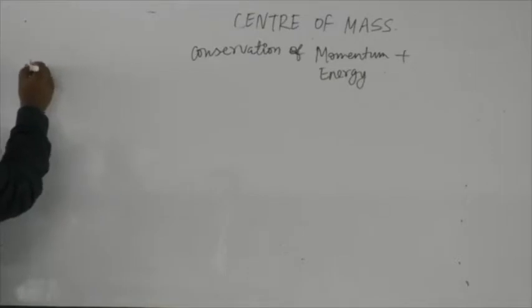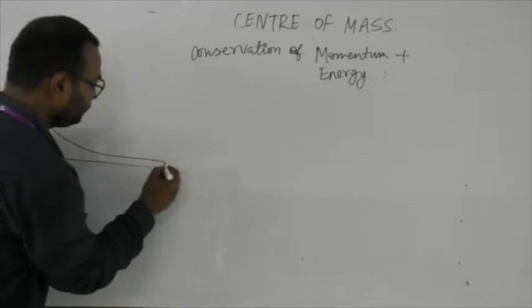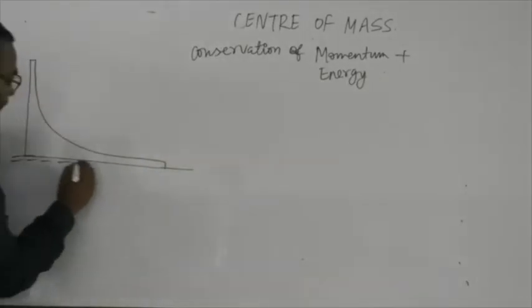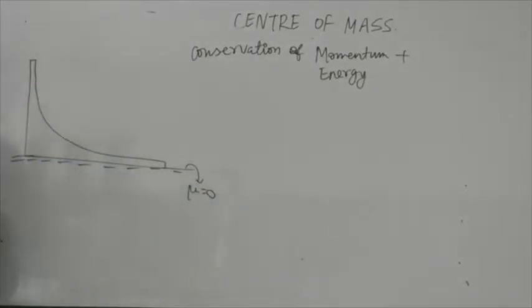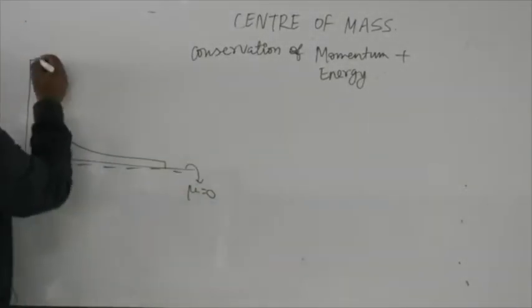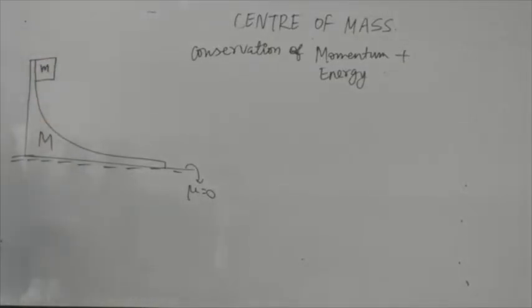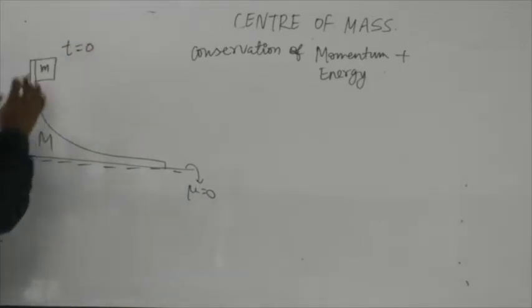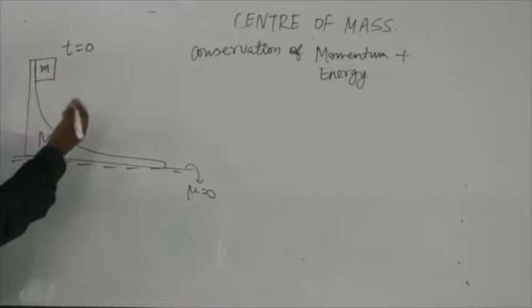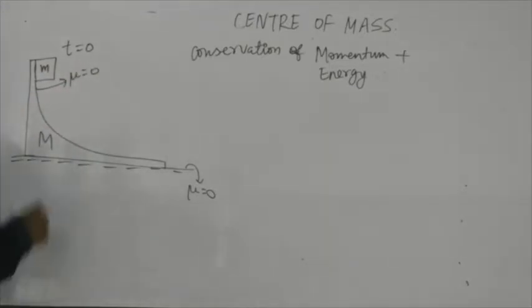Okay, let's see. A plank is there, kept on a horizontal surface having a frictionless floor. Mu is 0, so there is no friction. One mass m is there and this wedge having mass M. This is t equal to 0. At t equal to 0, this is the position. That means a mass m is kept and all the surfaces are smooth. This surface is also smooth. Mu is 0. And this is the wedge.